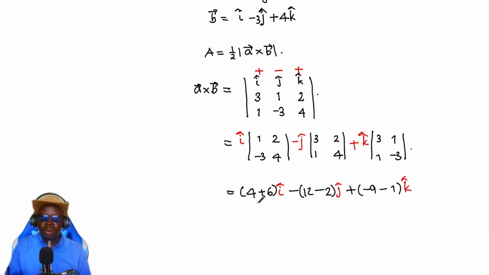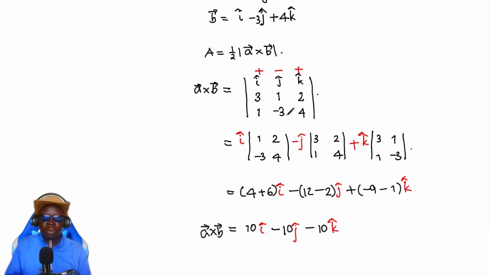So let's simplify what is in the bracket here, and we get our answer 10i. Now this one is 12 minus 2, that is 10. 10 times negative, we get negative 10 in the direction of J. Then next, negative 9 minus 1 is negative 10. That means the positive here is also negative 10 in the direction of K. Now after that, we have gotten our vector A cross B.